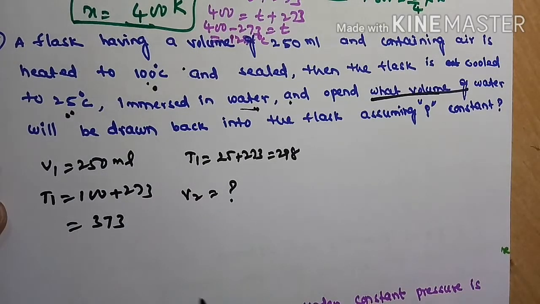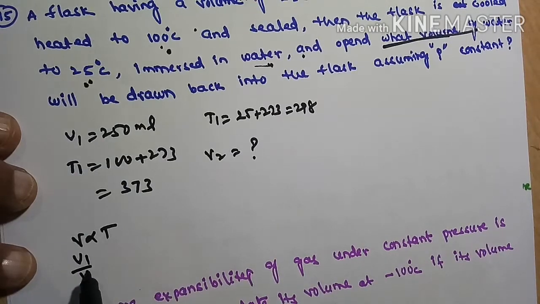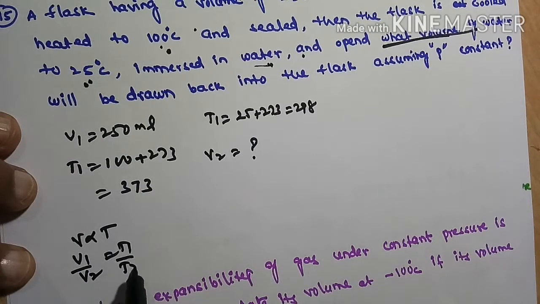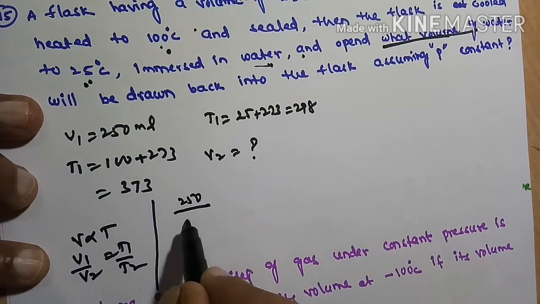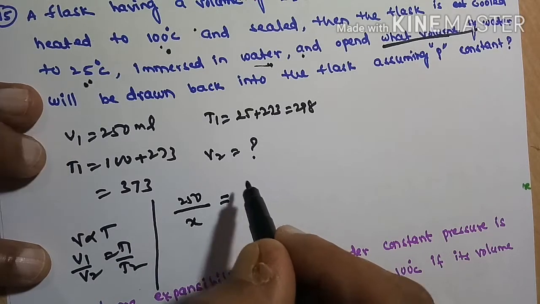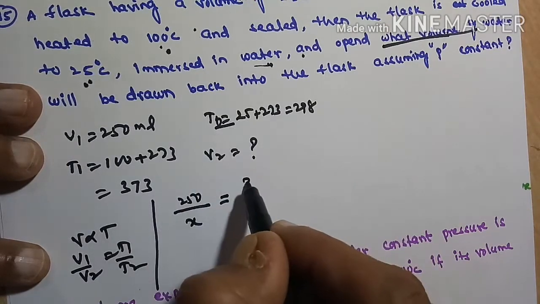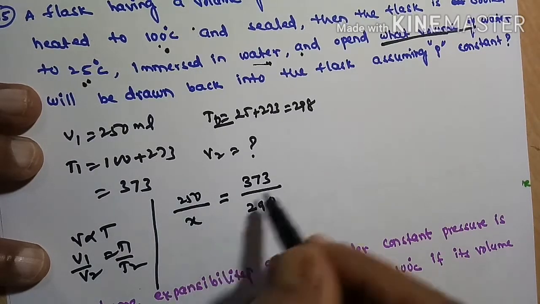Next one, V2. First we should find it out. What relation do we have? V is proportional to T. So V1 by V2 is equal to T1 by T2. V1 is 250 ml. V2 we should calculate, X. T1 is 373, T2 is 298. Then X goes here.